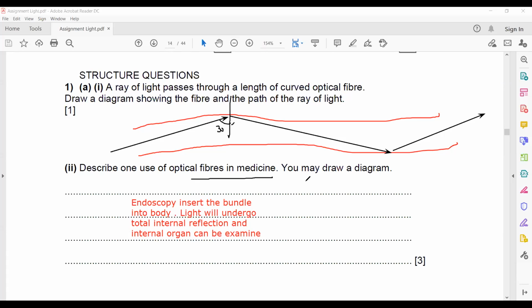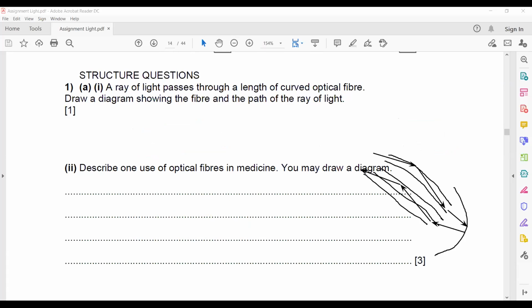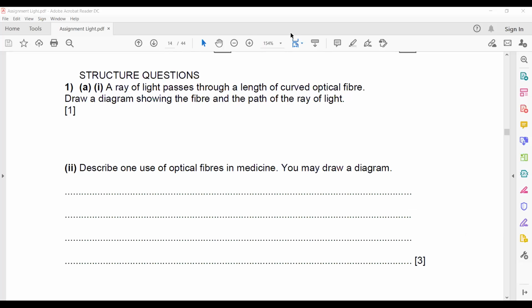So what happens in endoscopy, if you want to examine the stomach, say this is the inner wall of the stomach. Doctors use a bundle of optical fibers, and the light is incident. The light will undergo total internal reflection, bounce off from the inner wall and return back through the other fiber. Using a bundle makes it flexible, so it bends easily instead of using a large piece. Is it clear? The endoscopy.